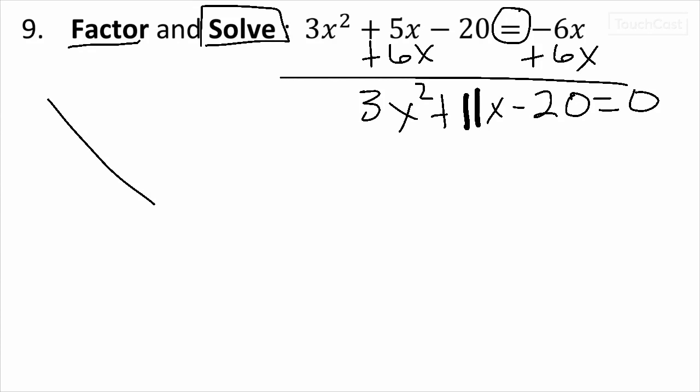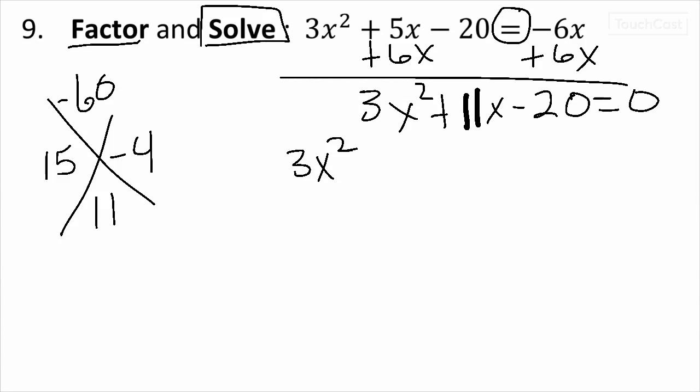And again, I'll do my x method. 3 times negative 20 is negative 60. I want 11. I'll have to think about this. I think of 5 and 12. 4 and 15, and that looks like that's what it's going to be. It's going to be 15 minus 4. That'll give me the negative 60, and will give me the 11. So I'll put that back in. So the 3x squared stays the same, plus the 15x, minus the 4x, minus the 20.